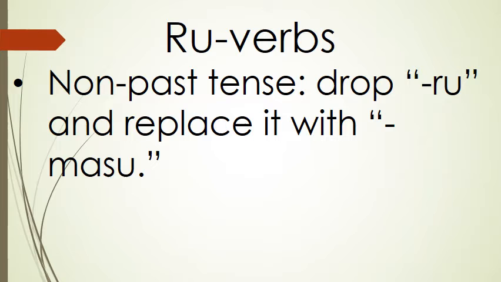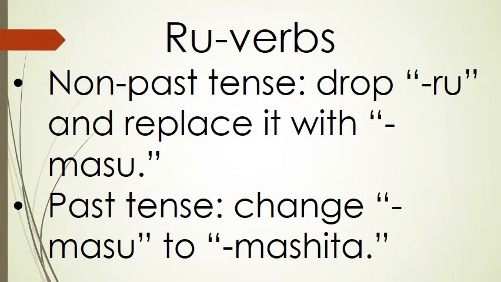What about the past tense form of other verbs? Well, we know there are three types of verbs in Japanese: ru verbs, u verbs, and irregular verbs. So let's look at ru verbs first. Now remember, to form the non-past tense of a ru verb, we drop the ru and replace it with mas. If we want to change this from the non-past tense to the past tense, we change mas to mashita.